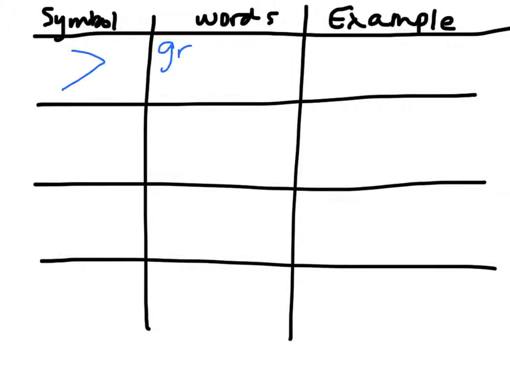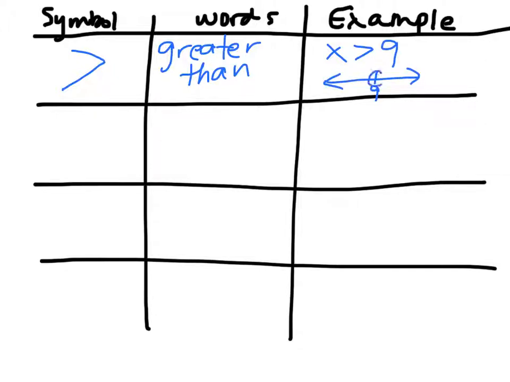So our first symbol that we're going to look at is our symbol that looks like this. And when we read that, that is our greater than symbol. And an example might be x is greater than 9. And when I graph that on a number line, I say, well, here's 9. And so my x is anything that is to the right of 9. It can't be 9, that's why I don't fill in that circle, but it's anything to the right of 9.